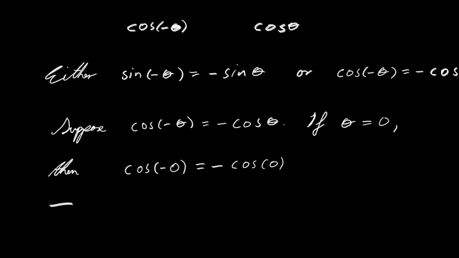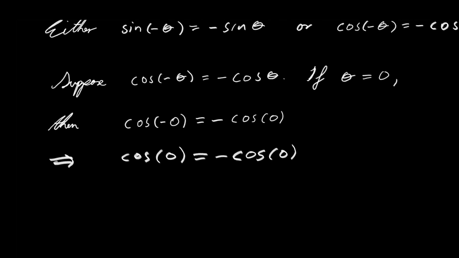Which implies that the cosine, well, -0 is just 0 because it's -1 times 0. It implies that the cosine of 0 is equal to the negative cosine of 0. But the cosine of 0 is just 1. So on the left-hand side, we have 1, and on the right-hand side, we would have this -1 times 1, which would just be -1, right? Which is a contradiction.